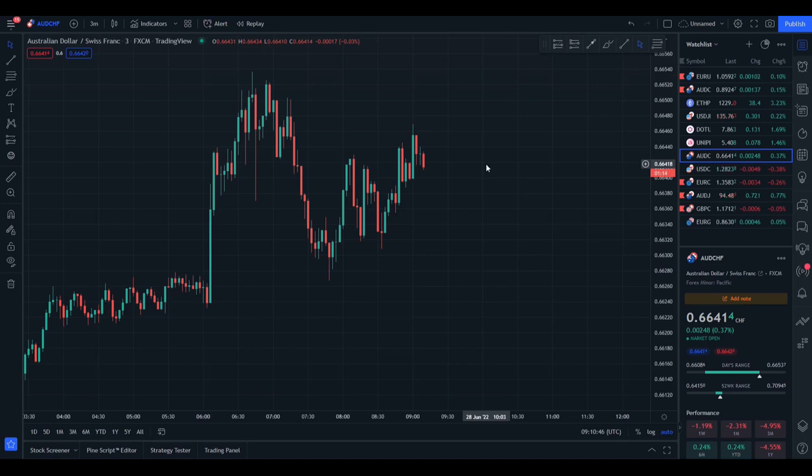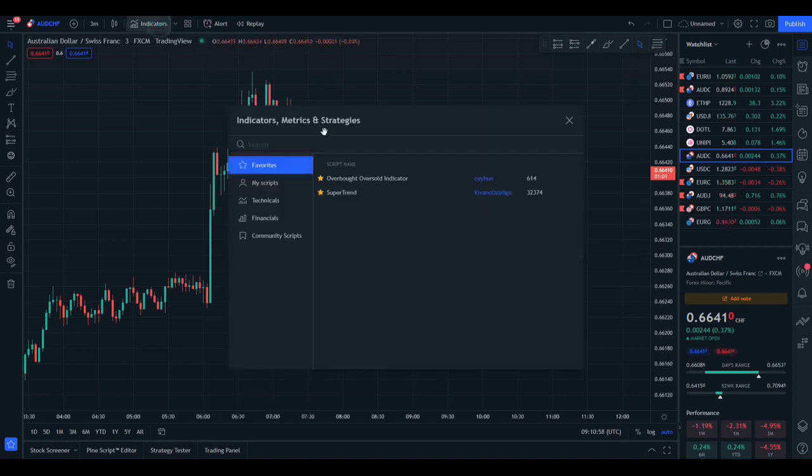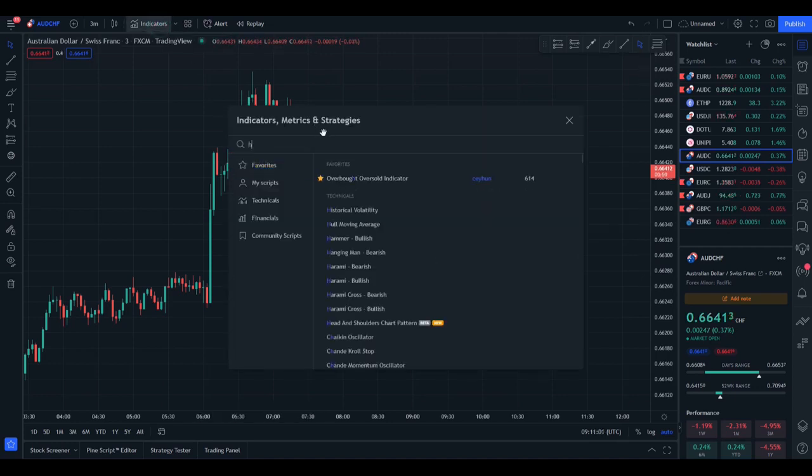Once again, we are trading on Pocket Option as always, but we are utilizing the indicators that we have on TradingView. There's a lot of indicators that you can use to have super accurate signals, and I'm going to show you which ones we are working with today.